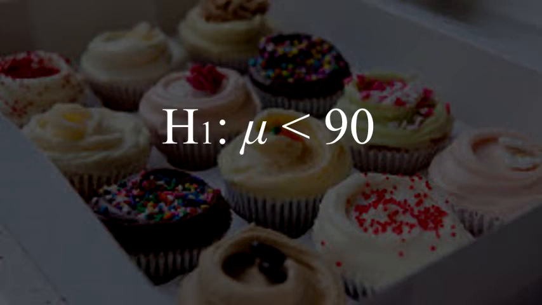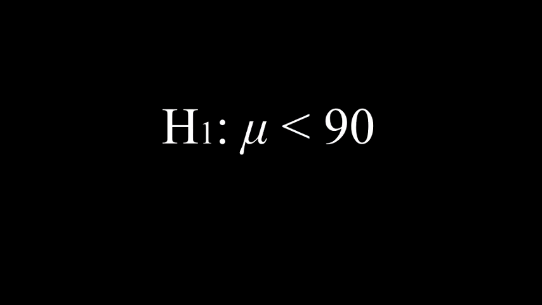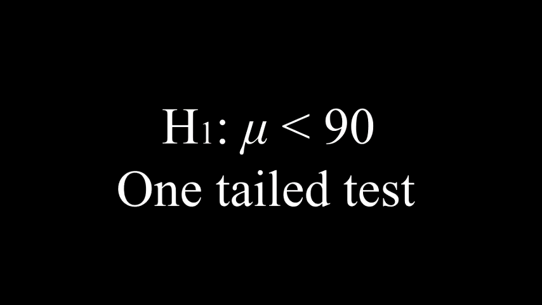So we will write the symbol less than because we are interested to see if the cupcakes are smaller than the usual size. When we are testing something to be less than, it is called a one-tailed test, or you can also say it as one-sided test. You will see more examples later.